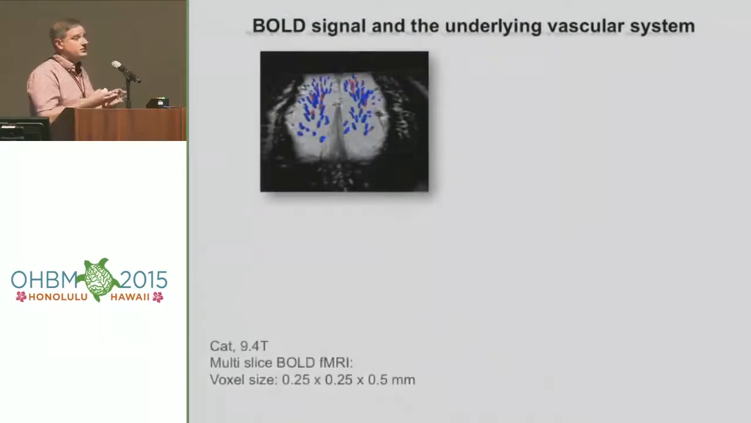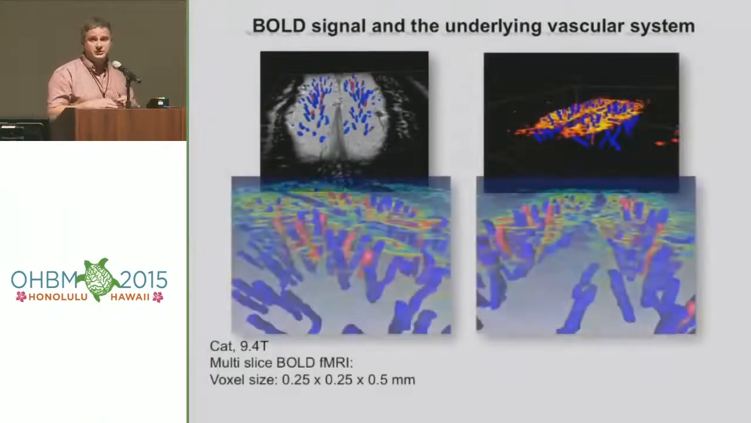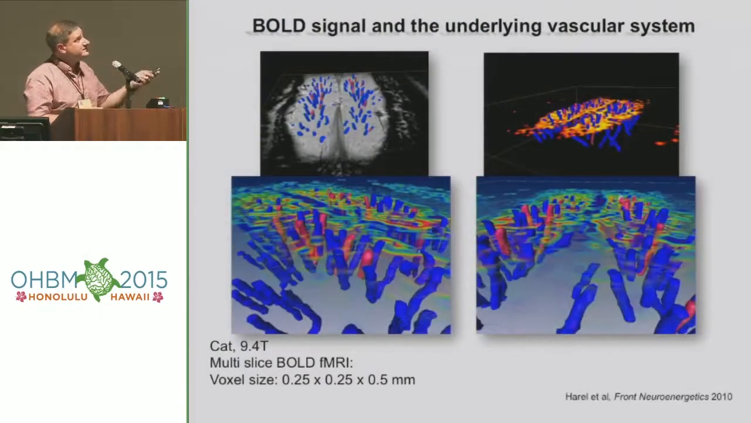So as I said, now the whole idea is to try to combine the two together. So we have the vascular system in these cats, and in this case it was visual stimulation, and you can see the BOLD signal as a function of how it's related to the vascular system. And all of these are intracortical vessels. We're not talking about large surface vessels, but about vessels which are diving into the tissue.